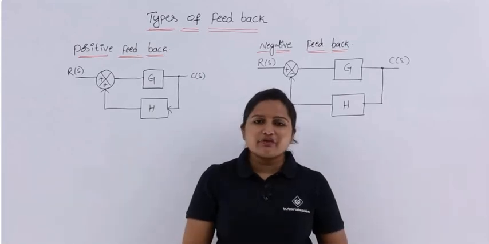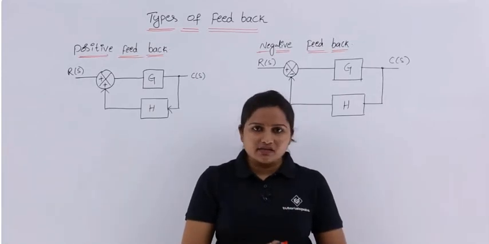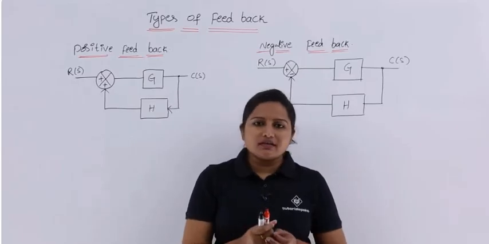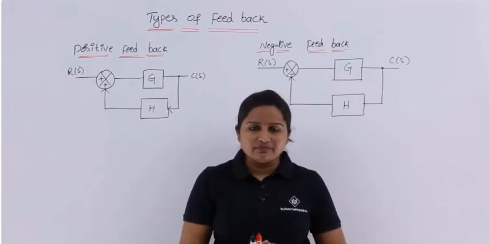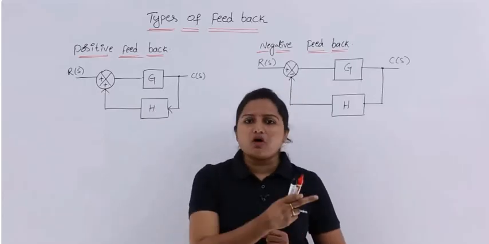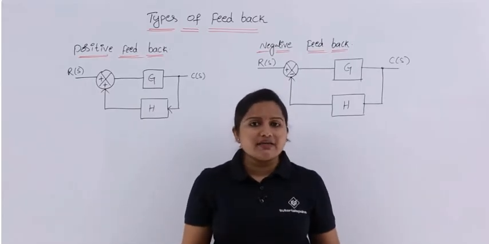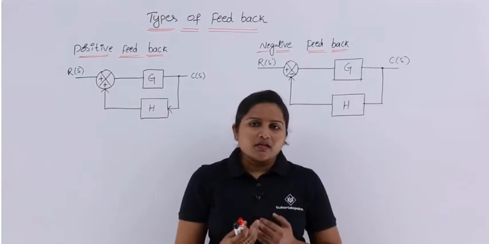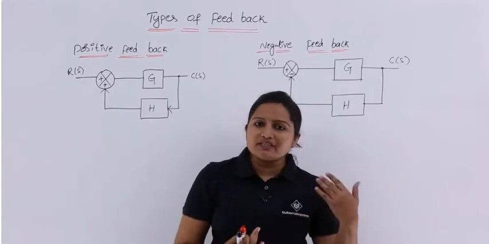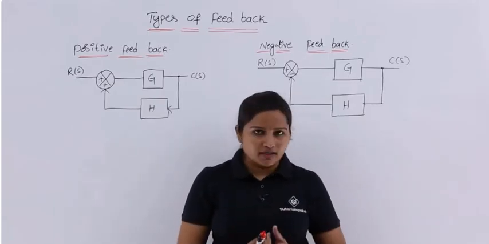In this video, we are going to discuss feedback clearly. If you see any path from output to input in a closed loop control system, then we can say we are having feedback. Then how do we ensure whether the given feedback is positive or negative?